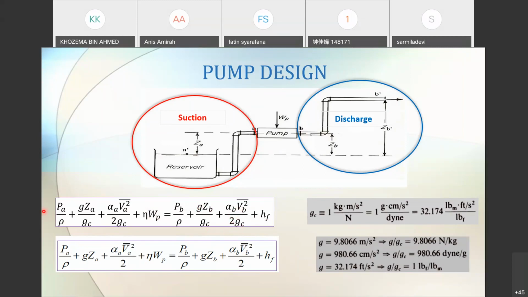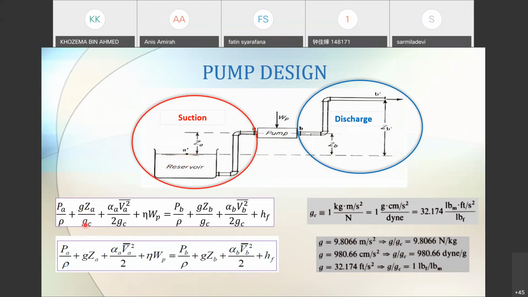Okay, if you were to look at the Bernoulli equation term by term, the first term is PA. PA is the pressure of the liquid at point A. Over rho. Rho is the density of the liquid. G is the gravitational acceleration. ZA is the vertical height from the reservoir.